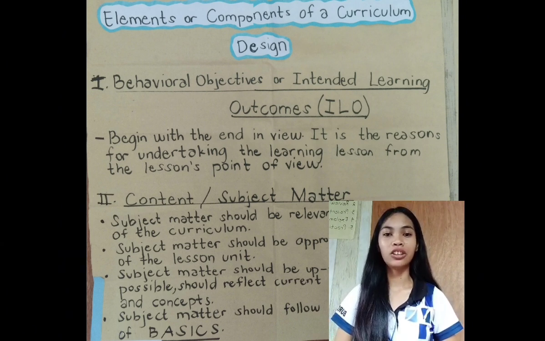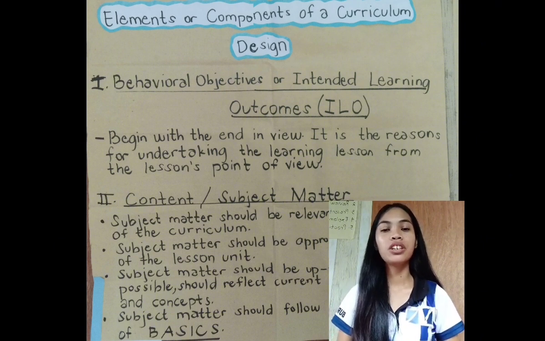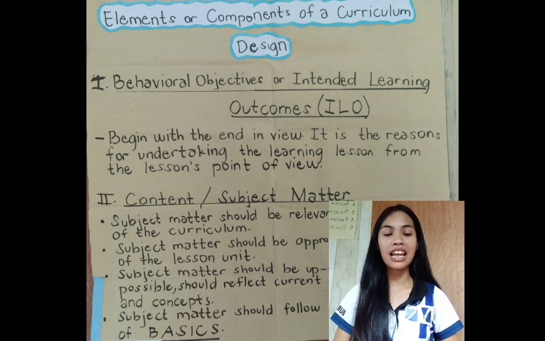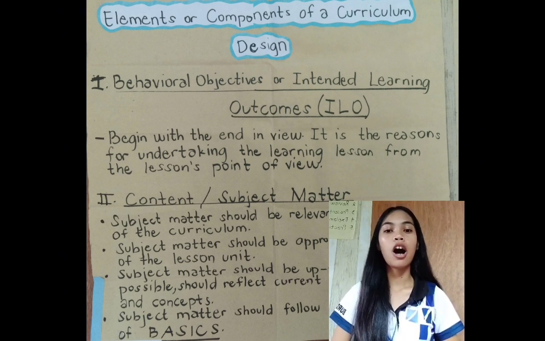For example, if your objective is, at the end of the lesson, the students will be able to identify the simple parts of the flowers. So, after the discussion, the students can identify the parts of a simple flower. So, that's an example of objectives.